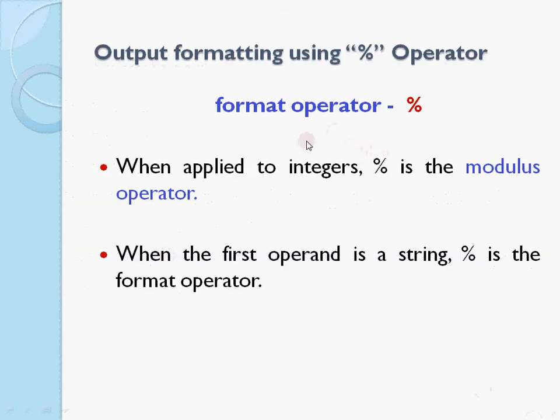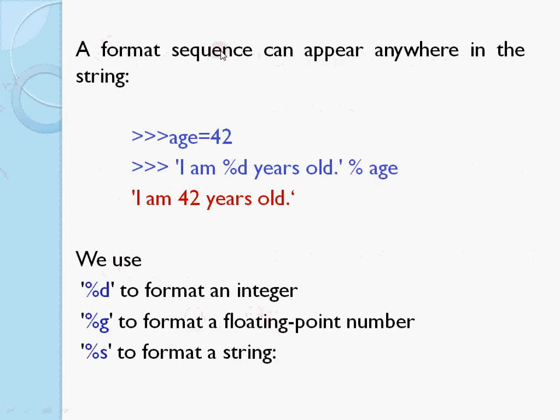The other way to do output formatting in Python is using the format operator, which is the percentage symbol. When used with integers, the percentage is the modulus operator. While used with strings, this symbol is used as the formatting operator. This format symbol could be placed anywhere in the string. We use %d to format an integer, %g to format a floating point number, %s to format a string.